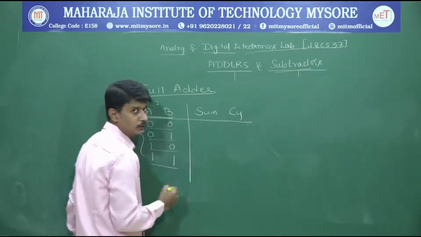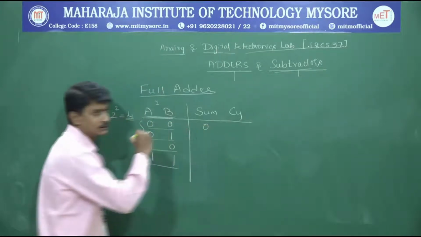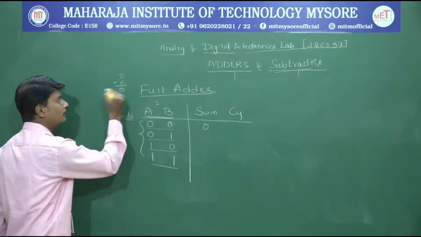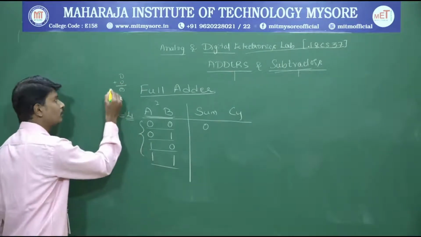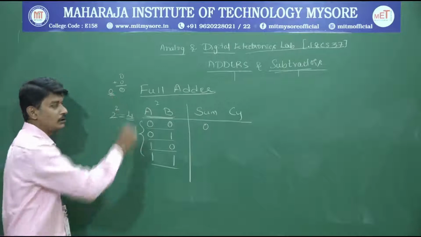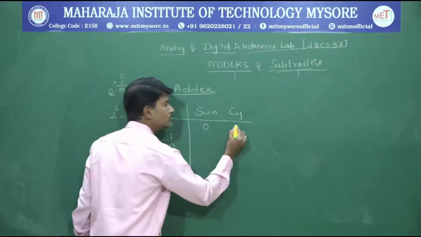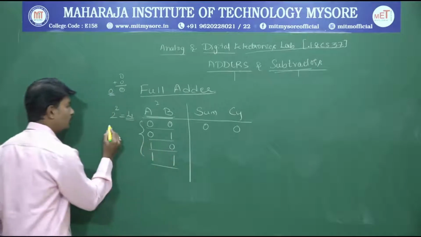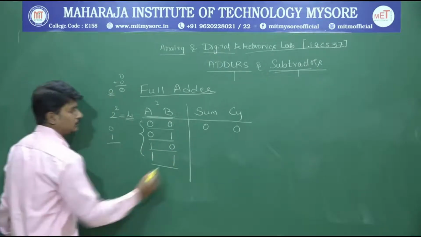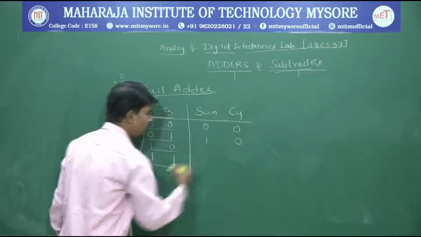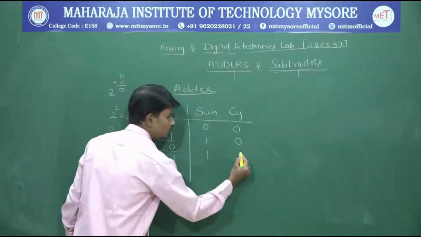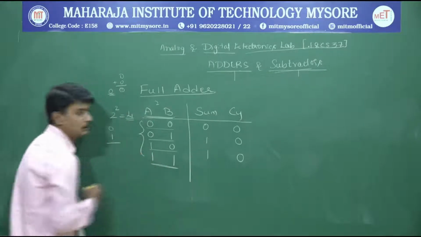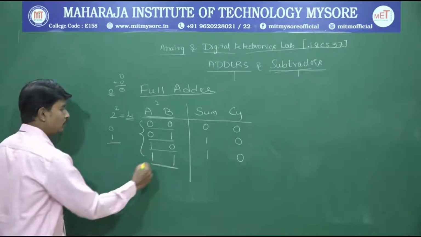Now 0 plus 0, the sum is 0 and the carry is also 0. Similarly, when I add 0 plus 1, the sum is 1 and the carry is 0. Similarly for 1 plus 0, the sum is 1 and the carry is 0. And then for the last combination, that is 1 plus 1.